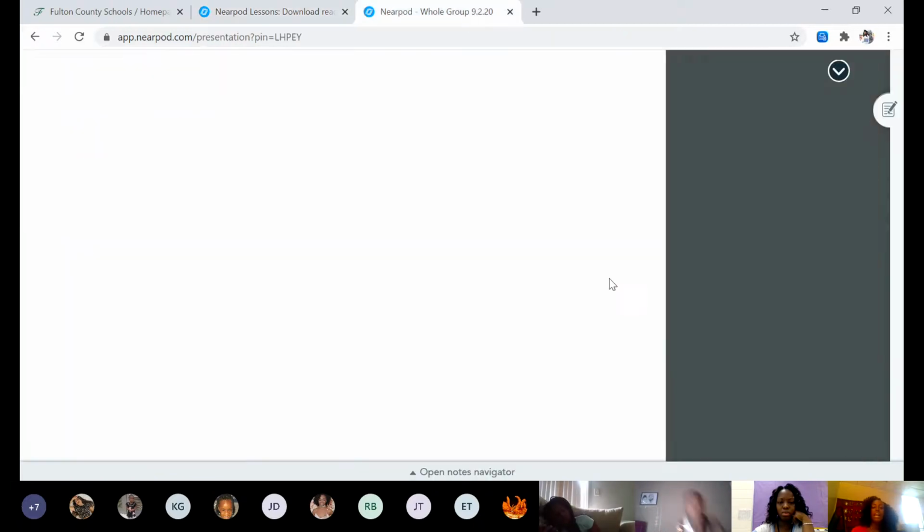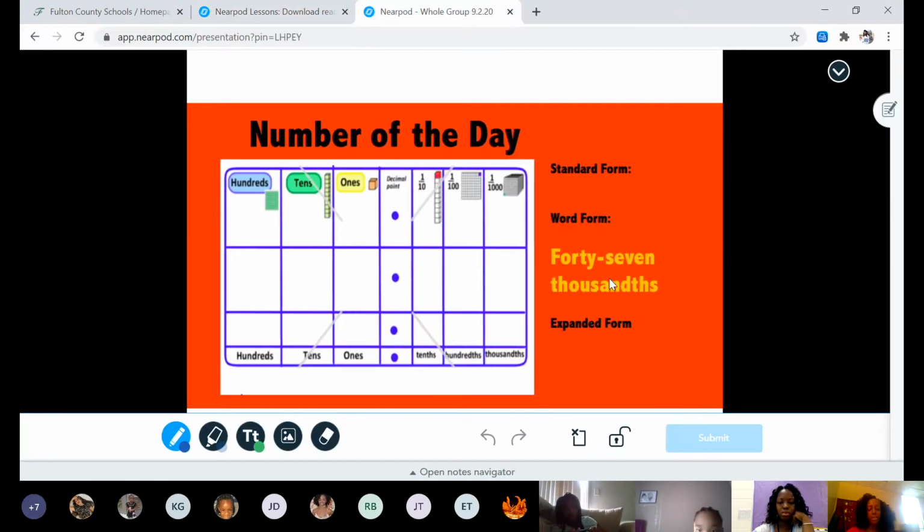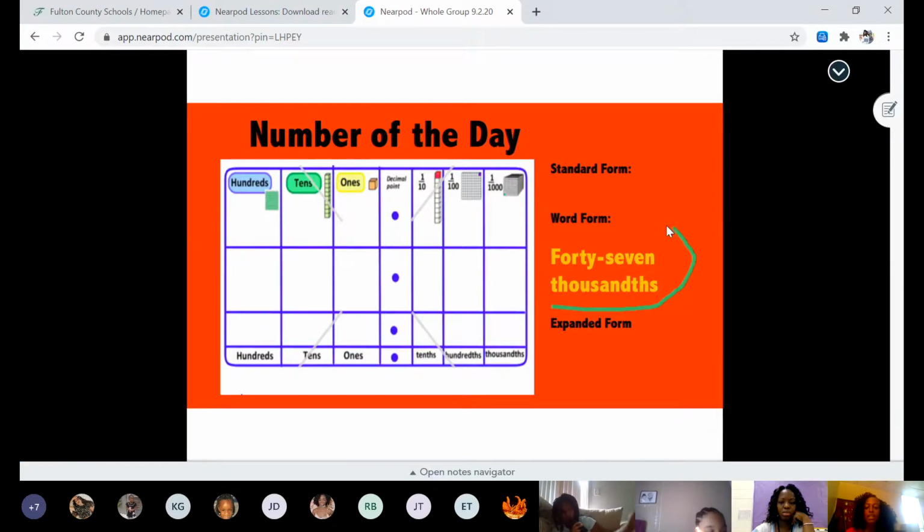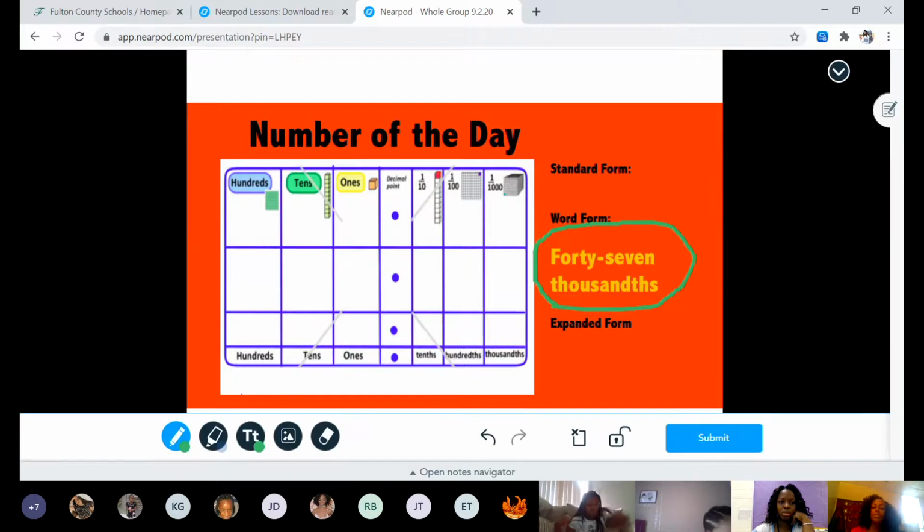All right, so now I need everybody to make sure that you're viewing my screen. We have our number of the day. Today, instead of writing the digits in the place value chart, I wrote our number in word form first. Can I have somebody raise their hand in the chat? How would we read our number of the day? That goes back into our standard for what we've been practicing for this week. How would I read that?